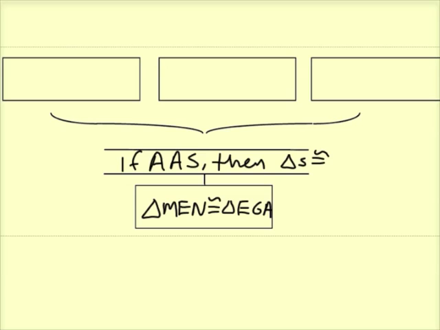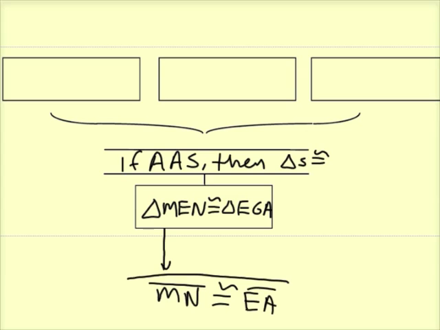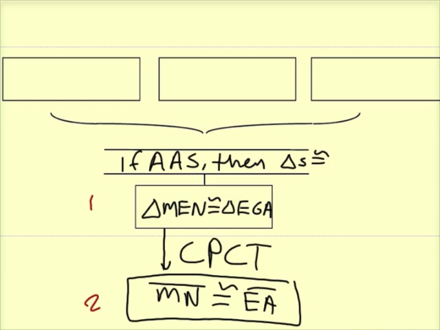So let's get started. Since we're proving that segments are congruent, we must first prove that the triangles are congruent. And then once we know the triangles are congruent, from that information, we can prove what we're trying to prove, specifically that MN is congruent to EA. Let's call this step 1, step 2. Hopefully these last two steps look familiar to you. First, proving that the triangles are congruent, and then second, using that congruence to prove that the segments or the angles or some parts of the triangles are congruent.